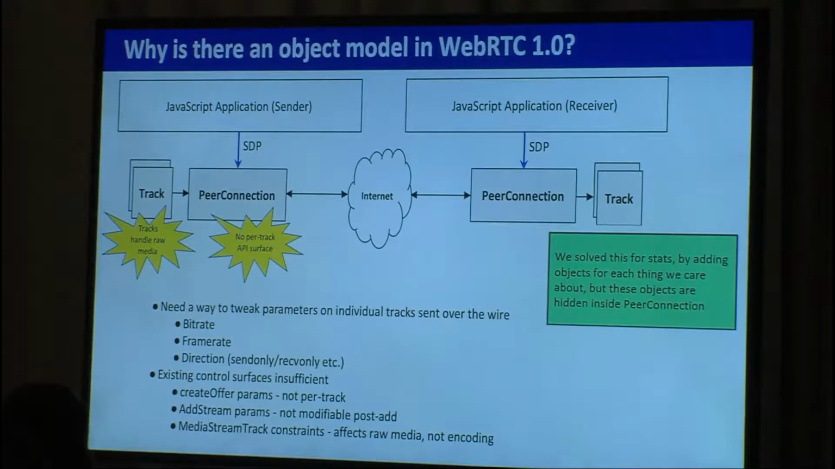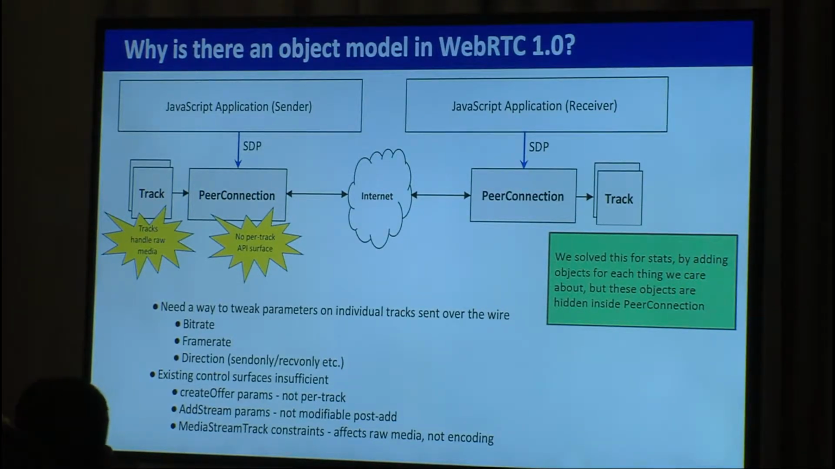Well, the first issue is that when you were operating on media streams, you didn't have a good way to tweak parameters on individual tracks. So in other words, you might want to apply things like max bit rate or max frame rate or direction differently to audio and video. And when you're operating on a media stream that had both audio and video, you couldn't really do that well. So we had to go to the track level, not just the media stream level.